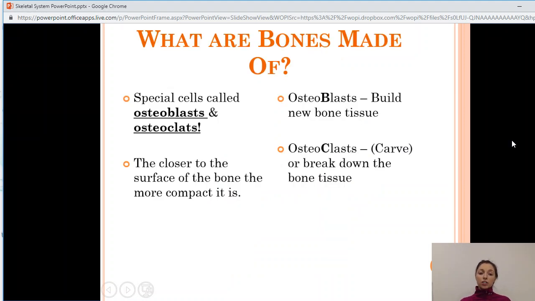Okay, some of the terminology that we use when we talk about the skeletal system, we could be studying osteology, which is the study of bones. So osteology is the study of bones. I've often heard that come up as well. Okay, so what are bones made of? Before we get into that, we need to know how are they made and what makes them.